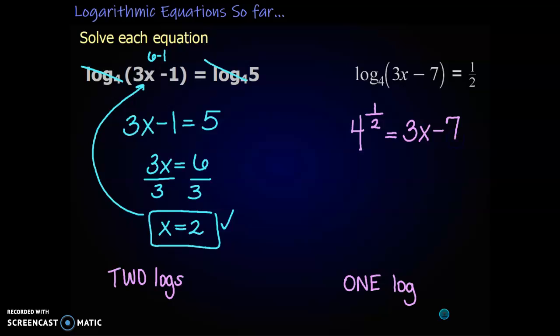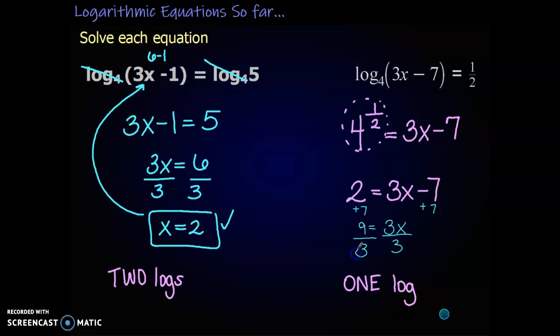Now, if you're not sure what 4 to the 1/2 power is, you can plug that into the calculator. You could do that by hand, or you could know that that's really just asking for the square root of 4. So that's 2 equals 3x minus 7. And again, we have ourselves this nice little 2-step equation from Algebra 1, right, where I can solve for x. And I would get x equals 3 for this one. So that's what we did on Monday, right? We learned logarithmic equations, and there was either 1 log or 2 logs in the problem.